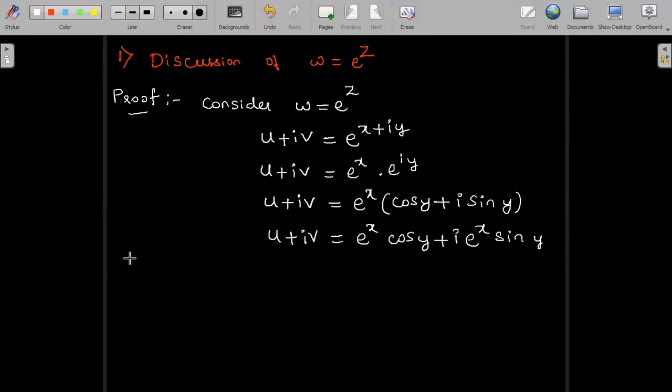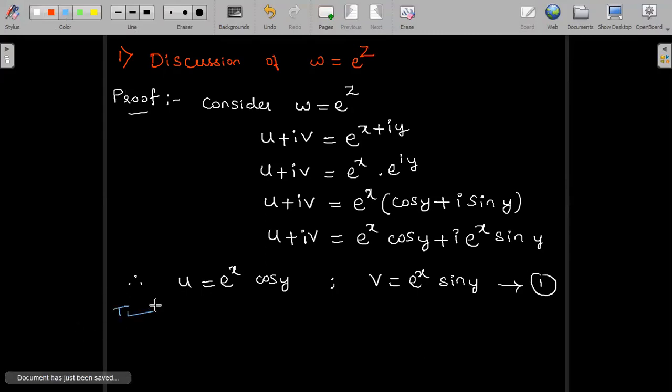So separating the real and imaginary parts, we can obtain u and v values. So u is e power x cos y and v is equal to e power x sin y by separating the real and imaginary parts. I call this equation 1. Now our aim is to find the image in the W plane corresponding to the straight lines parallel to the coordinate axis in the Z plane. That is, x is equal to constant and y is equal to constant are the straight lines parallel to the coordinate axis. So let me just mention the same thing.